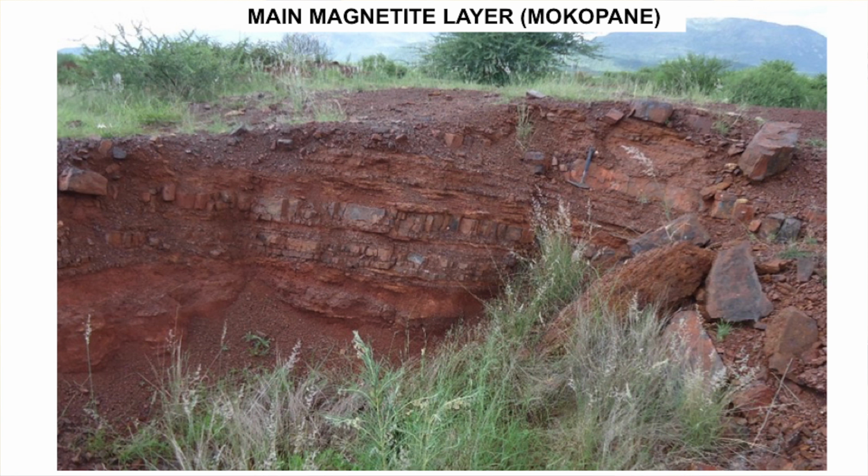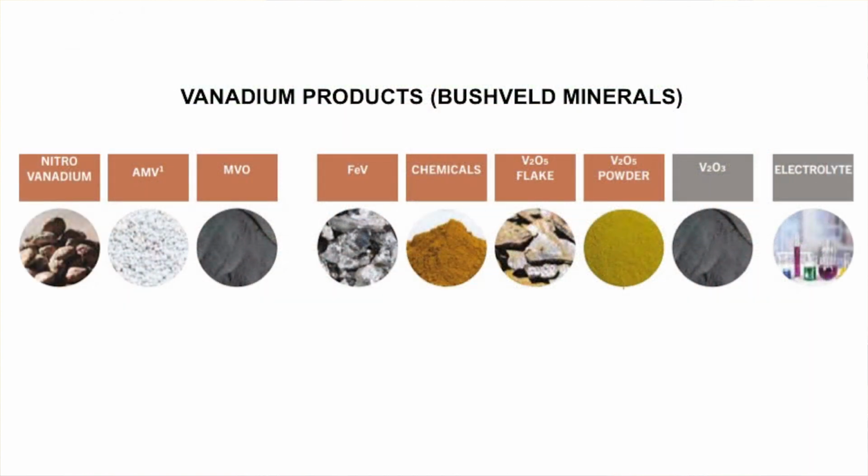What are the products of vanadium that one gets? There's a whole host of products that they derive. This comes from the Bushveld Minerals website, and it just gives you all the different products that they produce from their operations. So there's quite a lot. The processing of this titaniferous magnetite is pretty complicated. It's not an easy process at all.